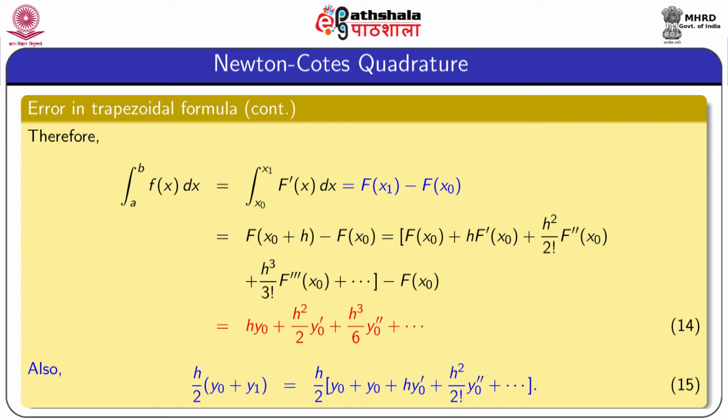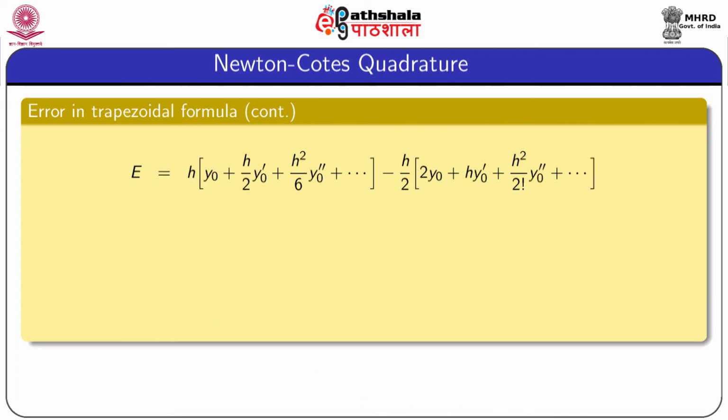Also, by Taylor series expansion we get the value of h by 2 into (y0 plus y1), and the approximate value, or the Taylor series expansion of this expression, is given by equation 15. Now, the difference between equation 14 and 15 gives the error.